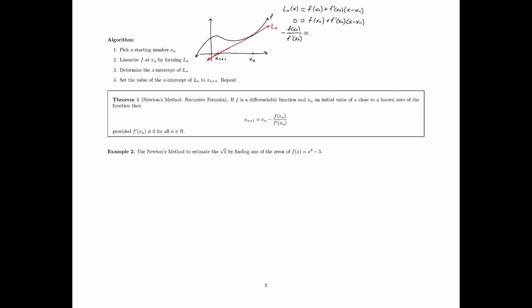This is equal to x minus x_n. If we solve for the x-intercept, this is x_n minus f of x sub n all over f prime of x sub n. This gives us the next value, so this right here we just decide to rename as x sub n plus 1. And then that proves, or at least derives, that expression.